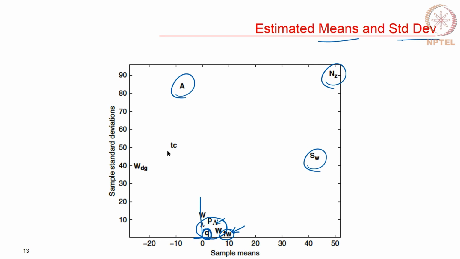These ones have negative means. So, maybe the correlations are negative in the sense that if one is increasing, they will decrease. It is like that. TC and WDG.